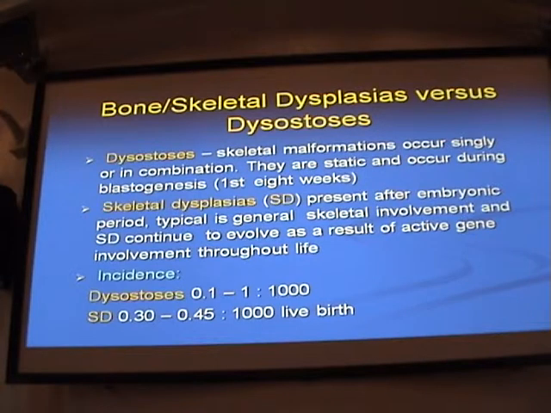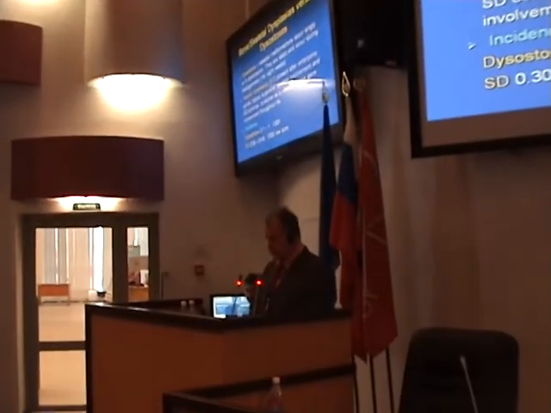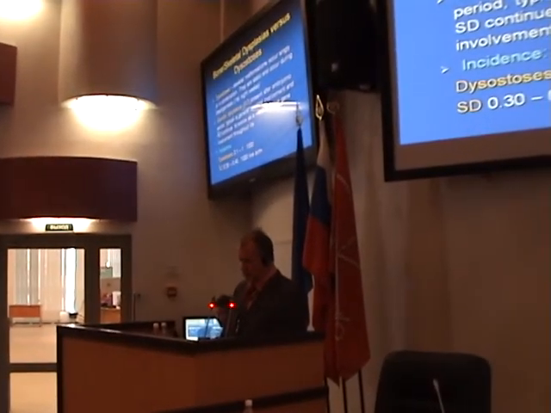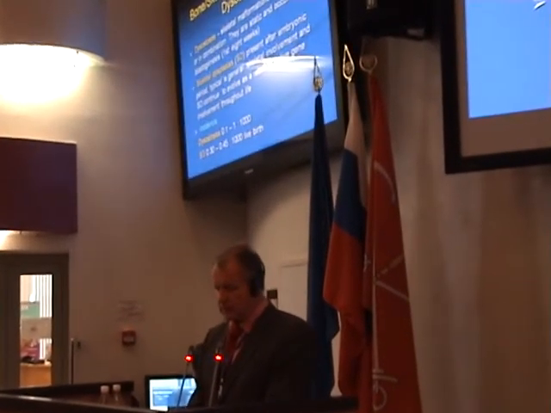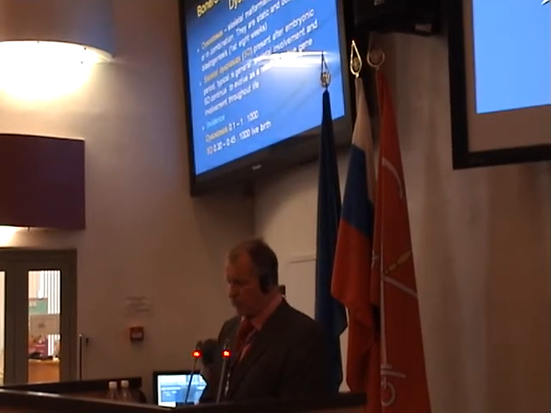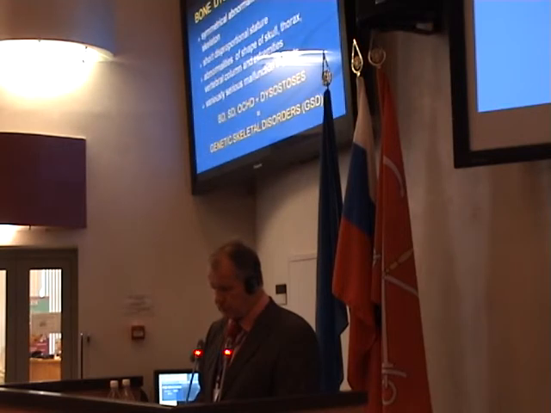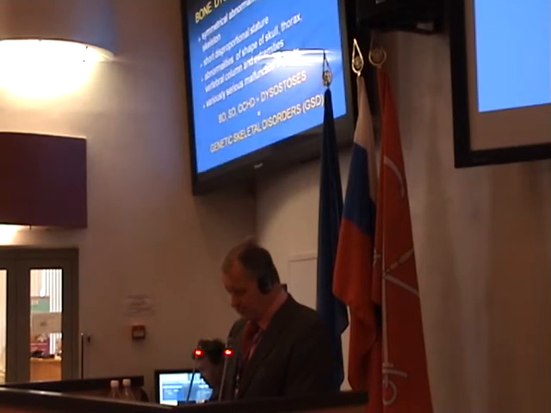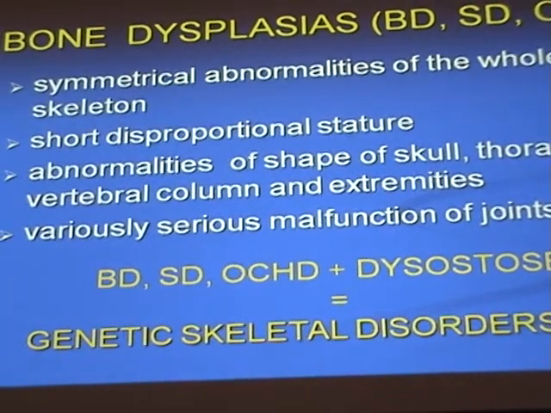Incidence of dysostosis is approximately 0.1 to 1 per 1,000 live births. Skeletal dysplasias are usually 0.30 to 0.35 per 1,000 live births. Everybody can read it on the text slide.